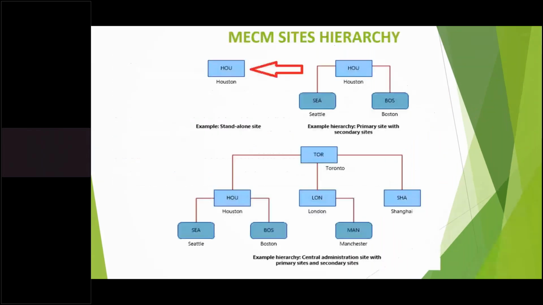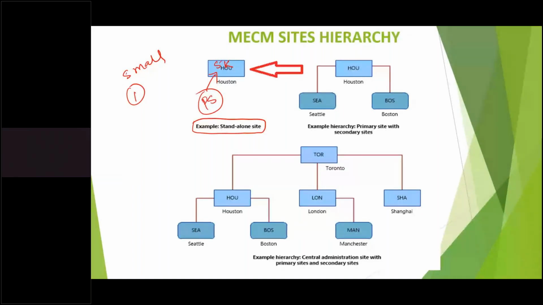So the architecture is like this, guys. For a small company, let's say you have only one branch, one office, one location. We don't have any other location. For example, you have Houston, 5,000 devices in Houston. So who will manage these devices? One primary site is sufficient. It will manage all these 5,000 devices. This is called a standalone site. We don't have any secondary, and we don't have a central. Only one primary is sufficient to manage all the devices here.